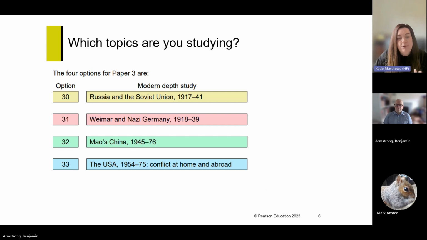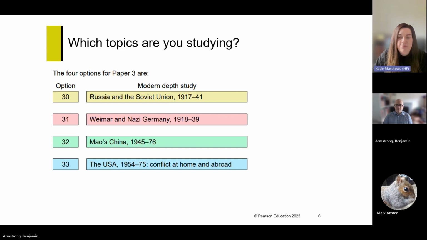What you've got is 4 different options, so don't worry if some of the examples we use today are not topics you're studying, but just bear in mind that there are 4 different options available, and that's Russia and the Soviet Union, Weimar and Nazi Germany, Mao's China, and the USA.